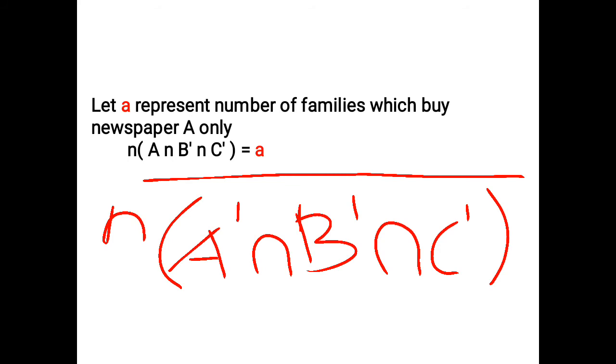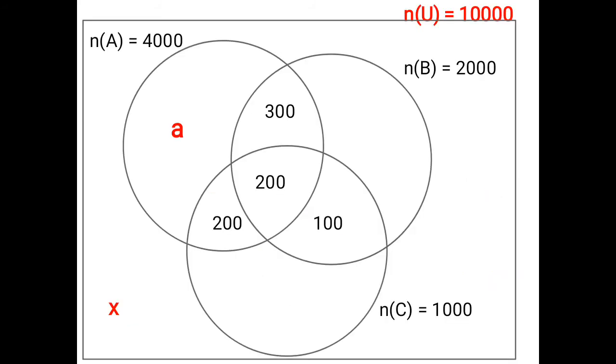All right, because we don't know, I want to use X to represent them. So the number of A complement intersection B complement intersection C complement, that is the region outside, is equal to X, because the question said we should find those who didn't buy any of the newspapers, meaning we have complements which we don't know, so we use alphabets to represent. All right, so now this is my complement, because I said X should represent my complement.